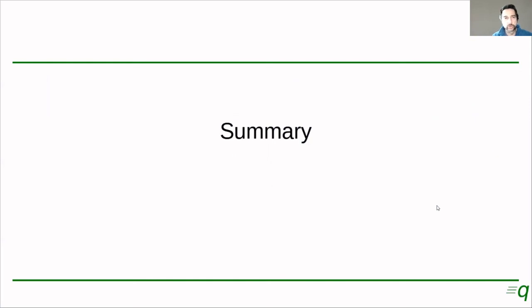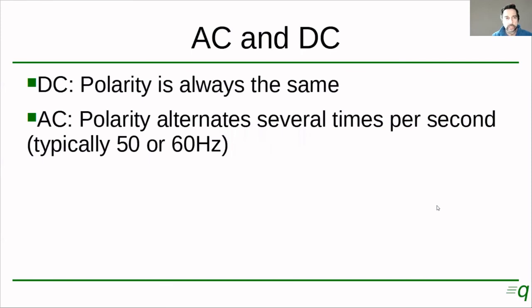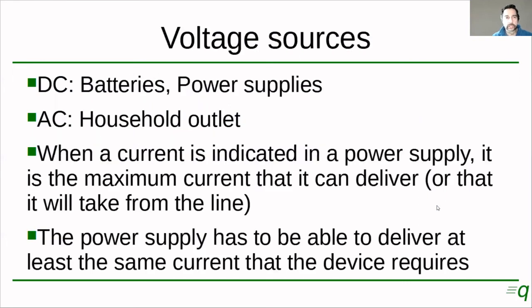So let's do a quick review of what we saw today. We studied AC and DC. DC is when the voltage always has the same polarity, it doesn't change. In AC, the polarity changes periodically several times per second. Typically for power distribution, that's going to be 50 or 60 hertz. We also had a look at voltage sources, and for DC, the typical ones are batteries and power supplies, and for AC, that would be our household outlets.